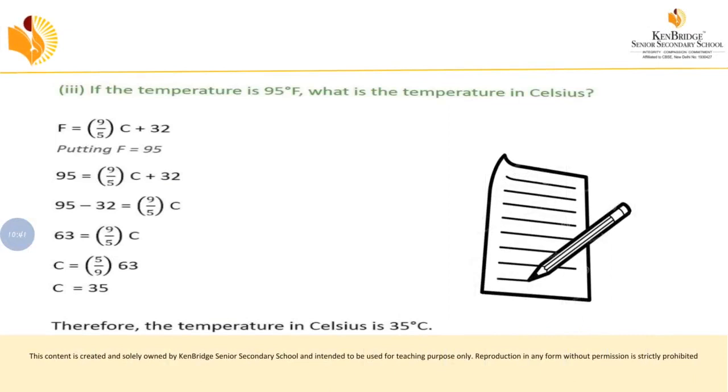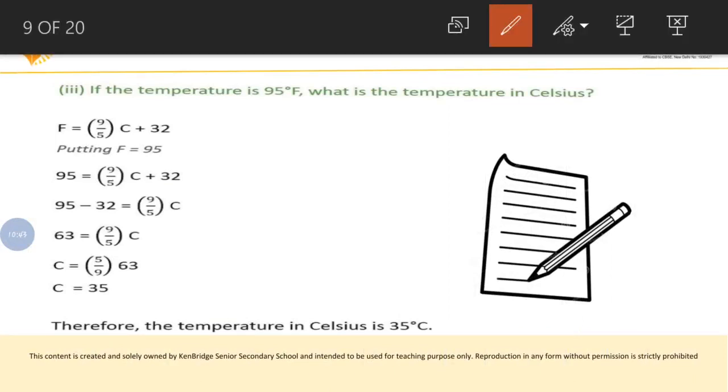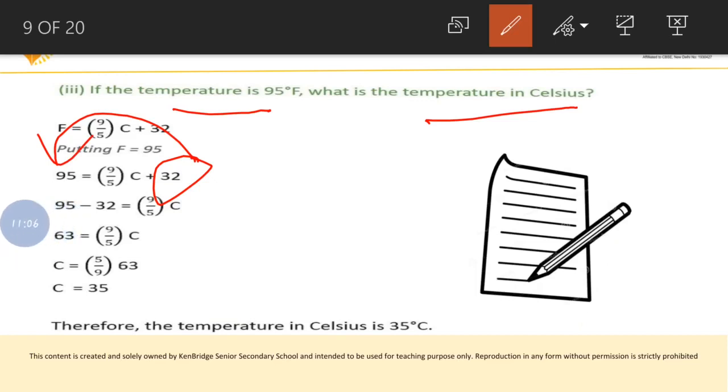In the third subdivision they have given the temperature value, that is the Fahrenheit value, and they asked us to find the Celsius value. So instead of F, what do we have to substitute? 95. So instead of F, if you substitute 95, this 32 we will take to this side. So 95 minus 32 is equal to 9 by 5 into C. If you subtract this, you will get 63. 63 is equal to 9 by 5 into C.